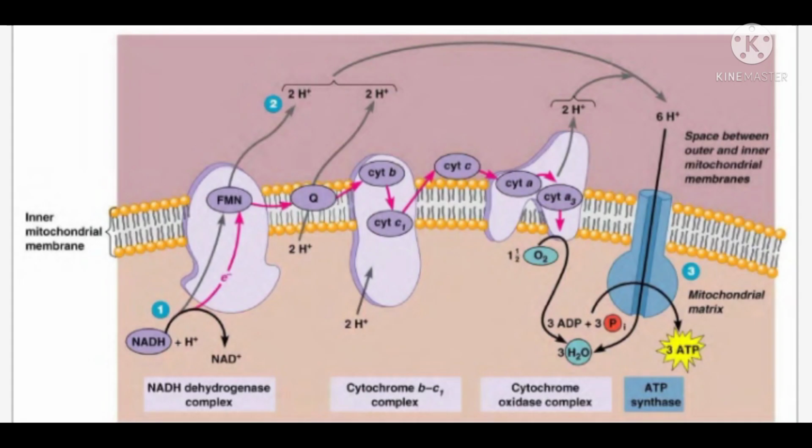Now let's go to electron transport and chemiosmosis. They occur in the mitochondria of eukaryotes and at the plasma membrane of prokaryotes. Oxygen is usually the final electron acceptor, but other molecules can play this role in anaerobic respiration.